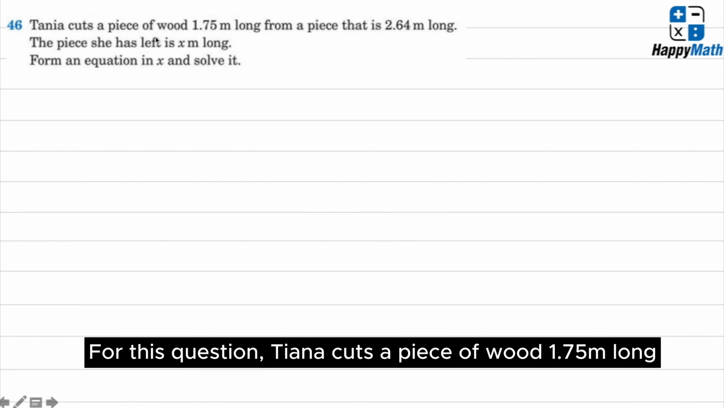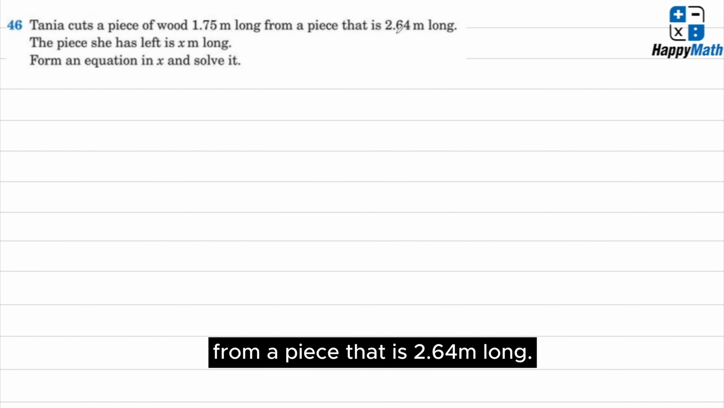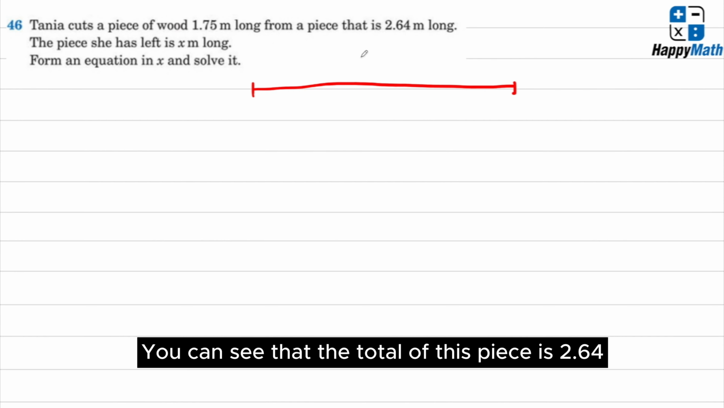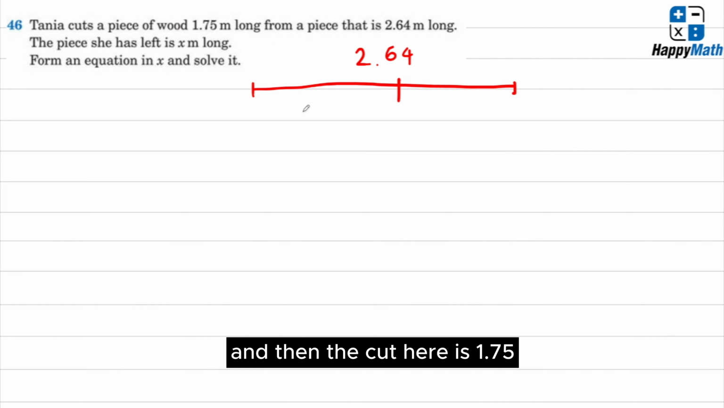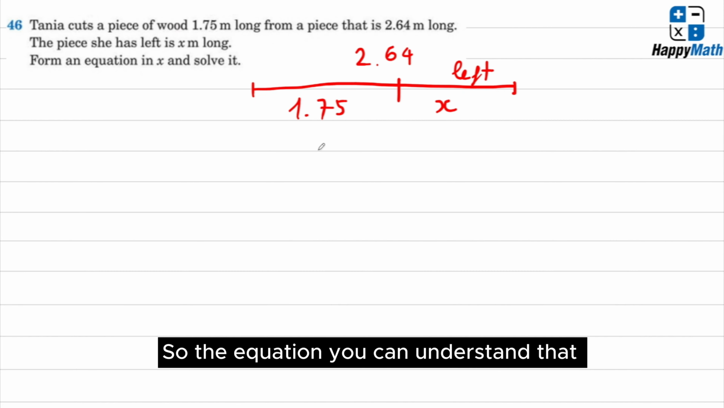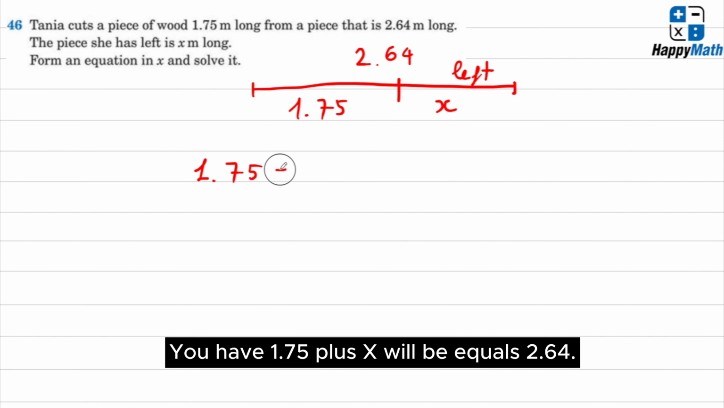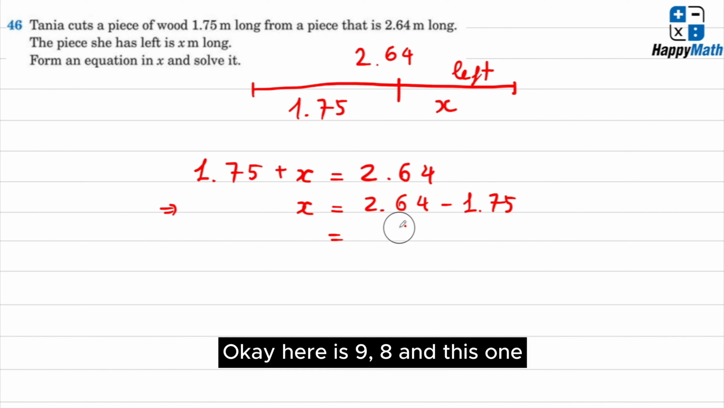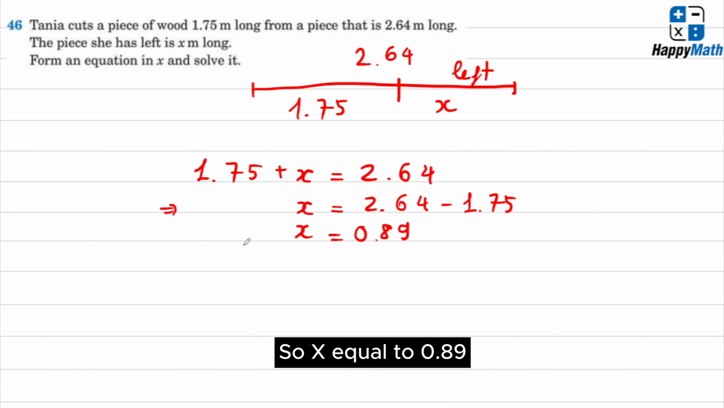For this question, Tiana cut a piece of wood 1.79 long from a piece that is 2.64 long. The piece she has left is h meters. This is what is left. You can see that the total piece is 2.64, the cut here is 1.79, and this one is left. So the equation is 1.79 plus h equals 2.64. That's why you can write down the operation for solving this one like this. So h equals 0.85 for this question.